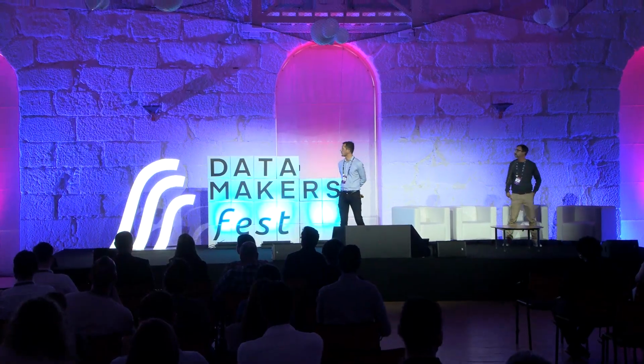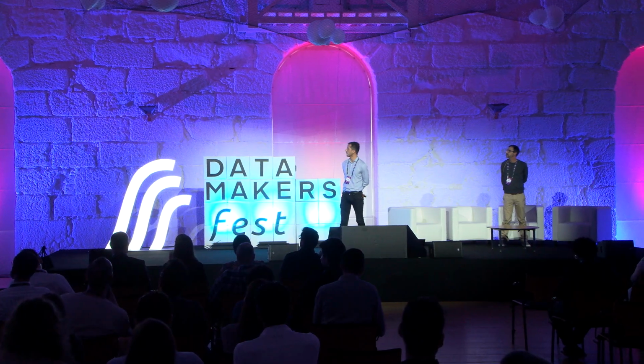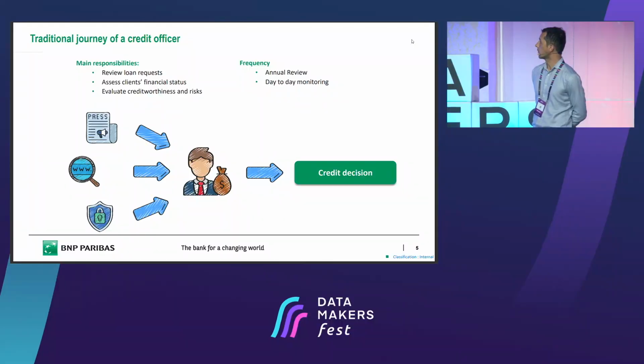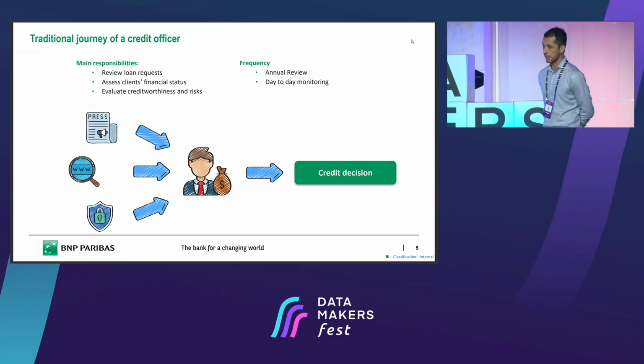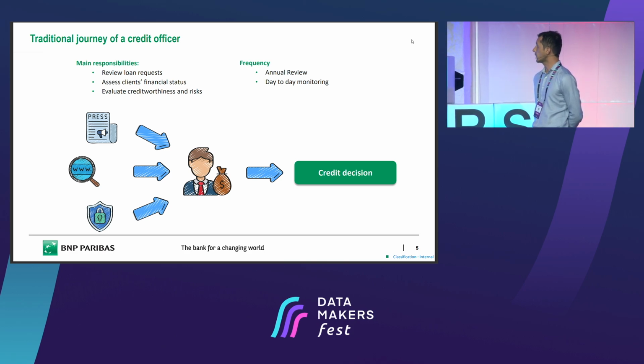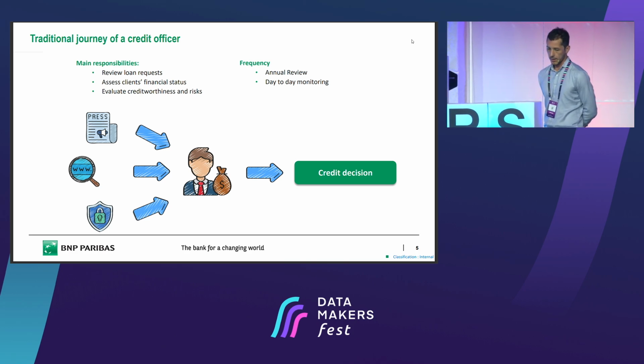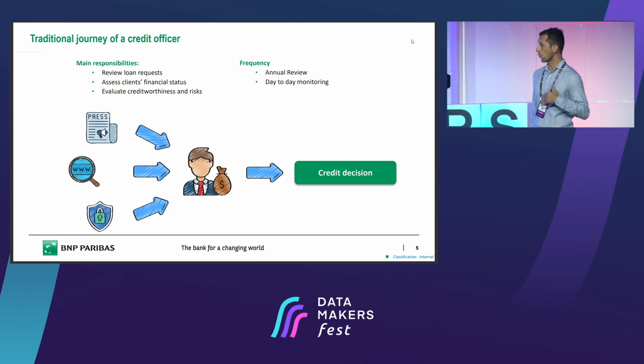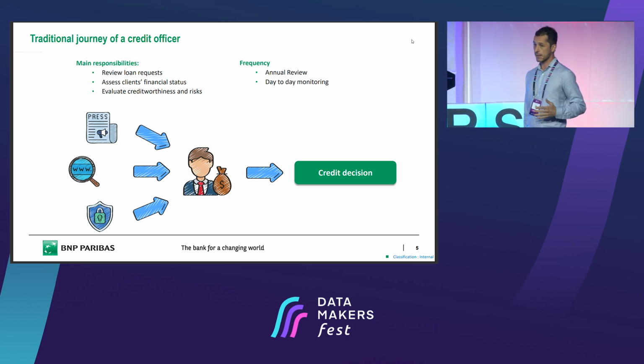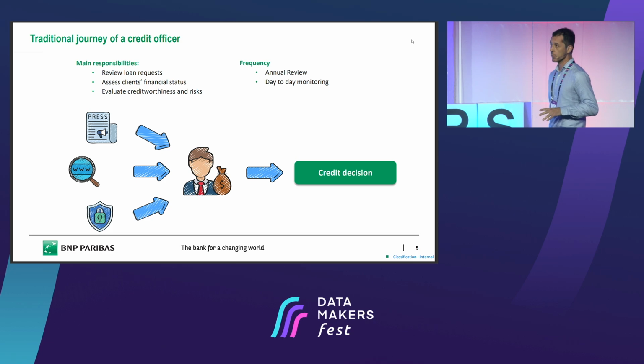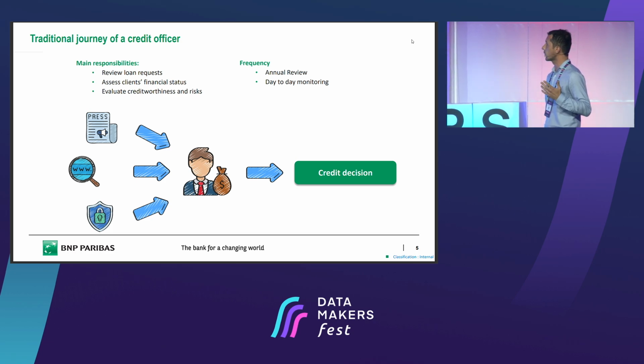Thanks, Rui. So here we're going to see a specific business case. To start with, if you're not familiar with the banking industry, I'm going to explain what a credit officer does. We wanted to improve that credit process. The main responsibility will be to review the loan requests, assess the client's financial status, as well as review the internal ratings. So there will be different mandates.